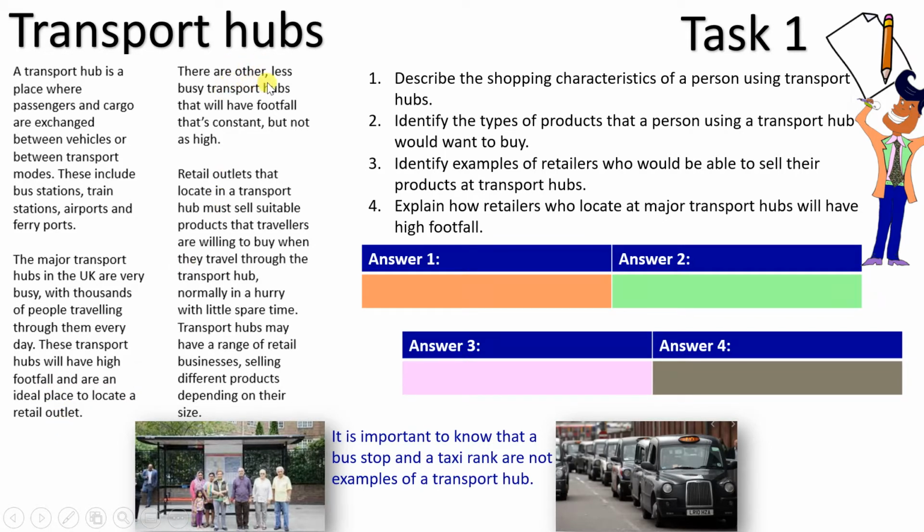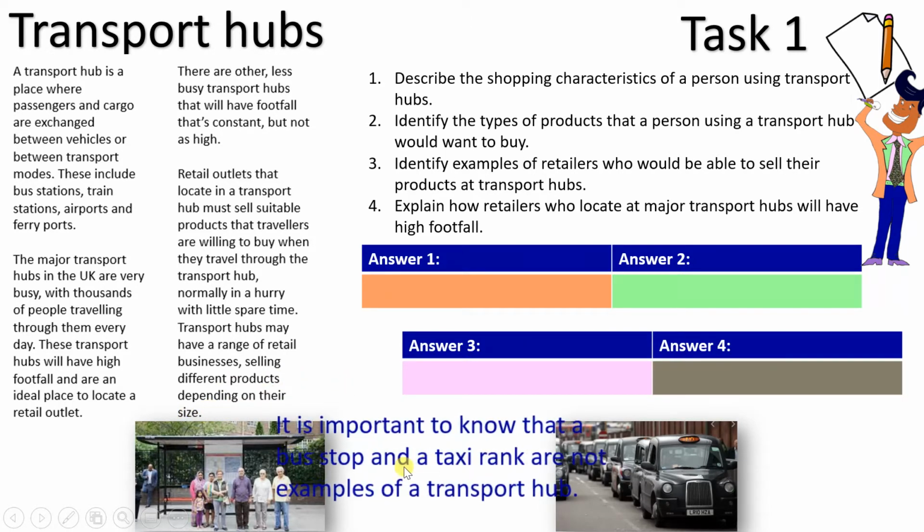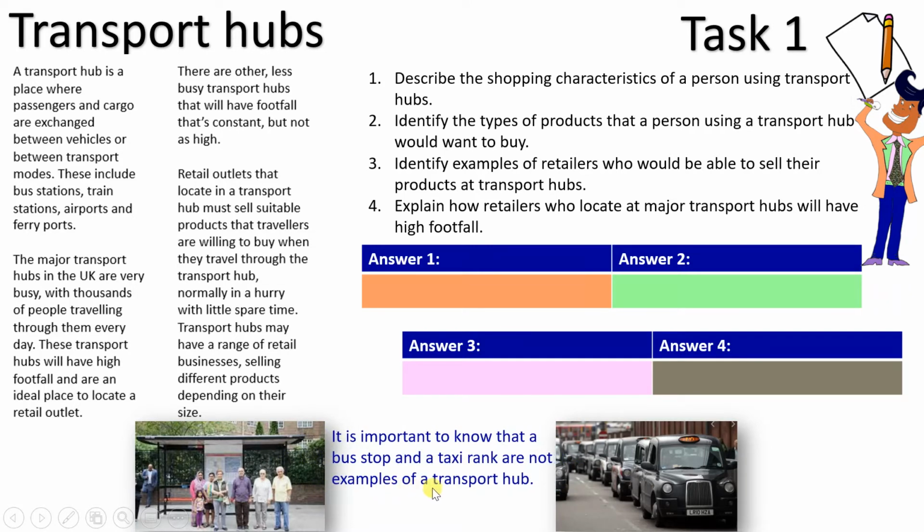There are other, less busy transport hubs that will have footfall that's constant but not as high. Retail outlets that locate in a transport hub must sell suitable products that travellers are willing to buy when they travel through the transport hub, normally in a hurry with little spare time. Transport hubs may have a range of retail businesses selling different products depending on their size. It's important to know that a bus stop and a taxi rank are not examples of transport hubs though. They are transport modes which are part of a transport hub.